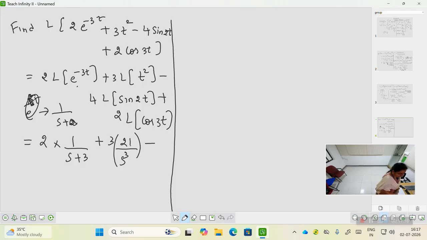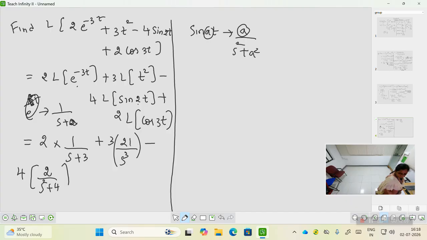Next minus 4. So minus 4 into what is Laplace of sine 2t? What is the formula for sine at? So sine at is, as I told you, a by s square plus a square. So instead of a, what we have? 2. So I'll get 2 divided by s square plus 4.